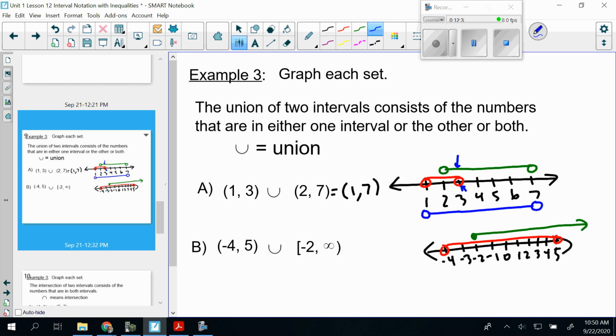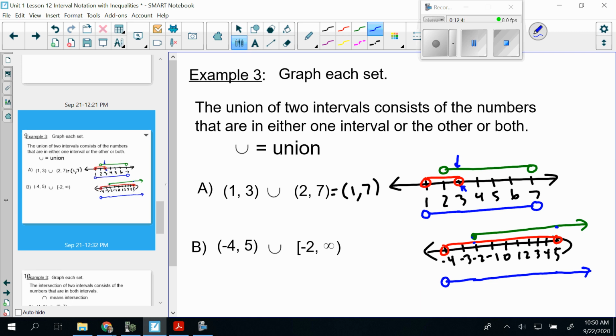Well, -4, not including that, is the smallest thing. We have all these numbers, 2's included and -2's included in both here. We keep going. All right, now we hit 5. There's no point at 5 on the first graph, but there is a point up here at 5 here. Plus we got all those points going to the right.